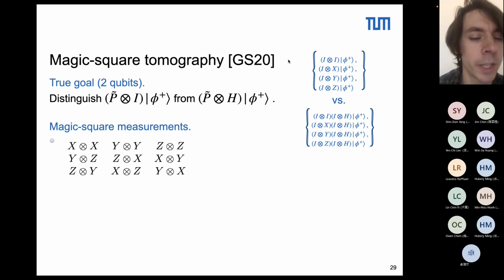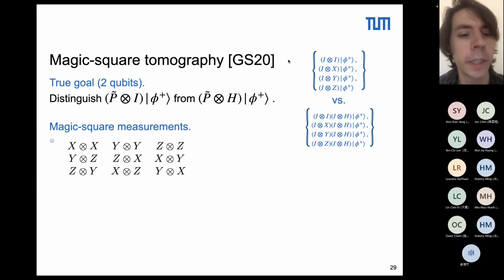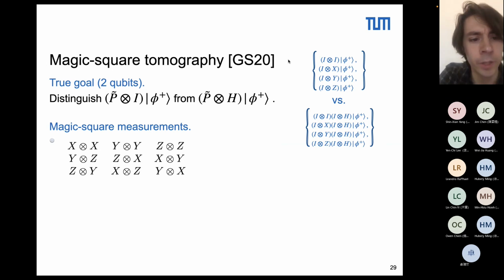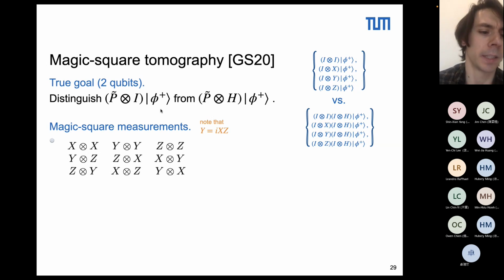And the idea of the magic square, if you're unfamiliar with it, is that it's a set of measurements that we represent as a square, and the elements in a row or a column commute with each other, so they're compatible, but elements in different rows and different columns are not compatible. And note that the Pauli matrix Y can be represented by IXZ.